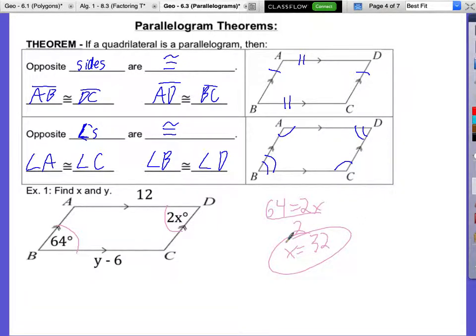Questions on x? Who's got y? Okay, Josie. So you take y minus 6, and you set it equal to 10. Okay, because opposite sides are congruent, right? Yeah. And then you add 6. You get 18. Questions on that one?